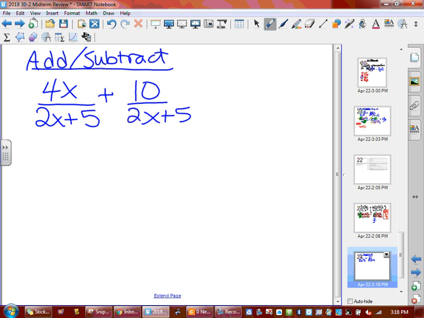So here's the first question. What do you notice about the denominators already? They're identical. If they're identical, you just add the top. Well, the tops are different. Okay, one has a variable, one doesn't, so they're just going to slide beside each other. So we're going to have 4x plus 10 over the denominator that we only have to write once now. And now we factor the top to see if we can reduce anything. So what can I divide out of that top? A 2.